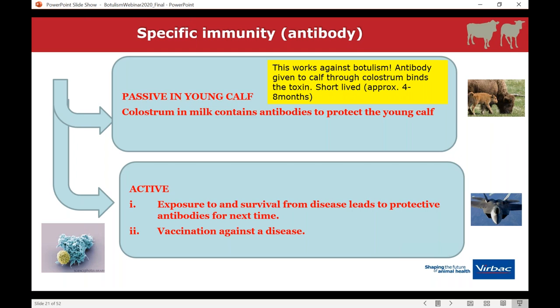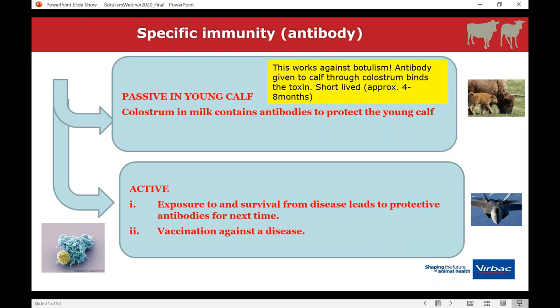Now you can also develop some antibodies against disease if you get exposed to disease and then you survive. For example, people who have been exposed to coronavirus and have survived will have very, very high levels of what we call antibody, and it means that they can go out into the community and they're protected against that disease. The problem is that not everyone will survive.